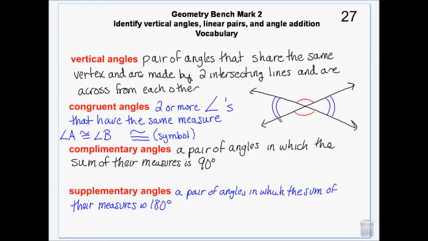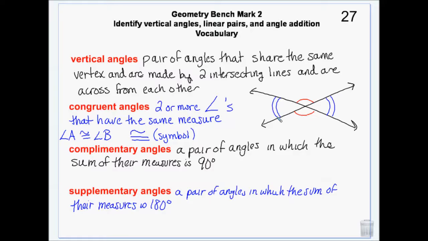Now, congruent angles are two or more angles that have the same measure. And when we're identifying congruent angles in a picture, we make the congruent angles have the same number of loops. So these are vertical, but they're also congruent because they have the same number of loops. Same here, these are vertical, but this would also symbolize congruent. There is an actual theorem, but vertical angles are congruent.